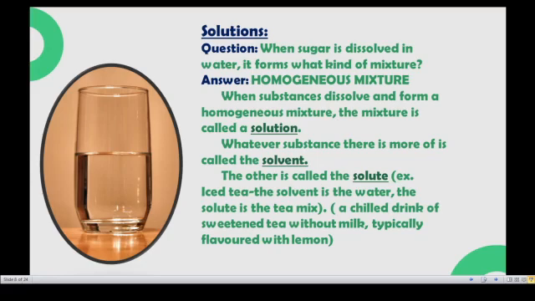Whatever substance there is more of is called the solvent. The other is called the solute. For example, water is a solvent, sugar is a solute, and when mixed we call it a solution. When substances dissolve and form a homogeneous mixture, the mixture is called a solution. Another example, iced tea: the solvent is the water, the solute is the tea mix.